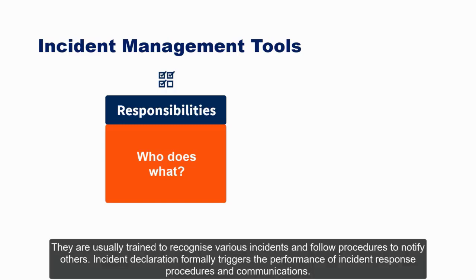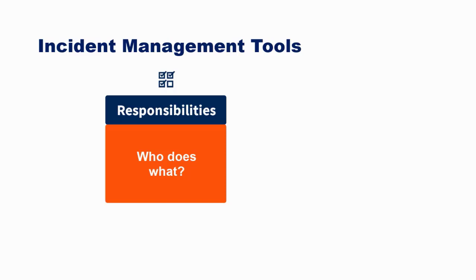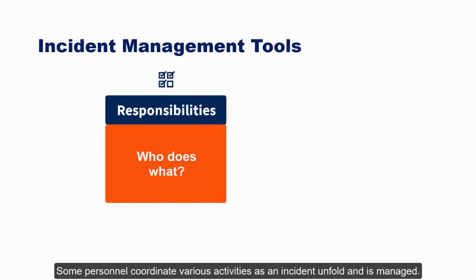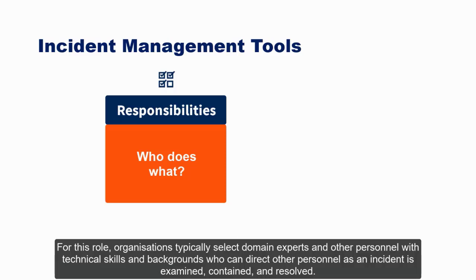Incident declaration. Some personnel are granted roles that can formally declare a security incident. They are usually trained to recognize various incidents and follow procedures to notify others. Incident declaration formally triggers the performance of incident response procedures and communications. Incident commander. Some personnel coordinate various activities as an incident unfolds and is managed. For this role, organizations typically select domain experts and other personnel with technical skills and backgrounds who can direct other personnel as an incident is examined, contained, and resolved.